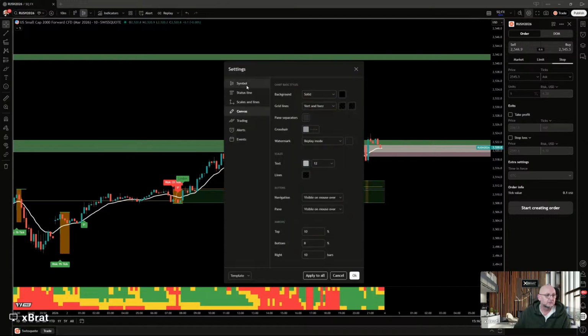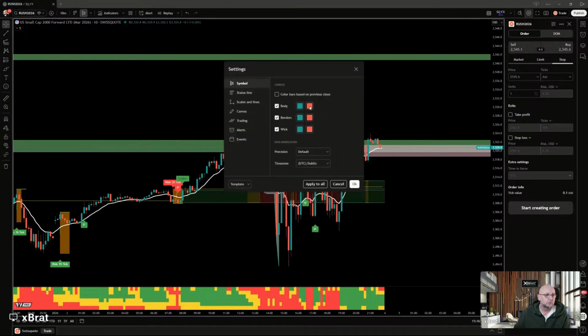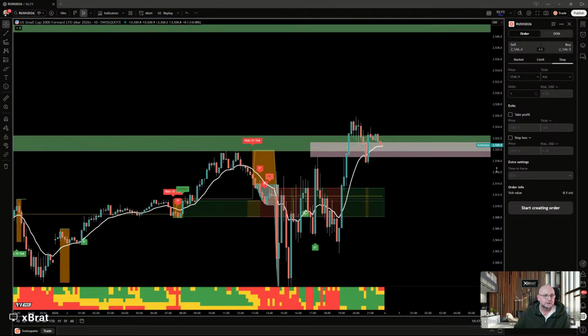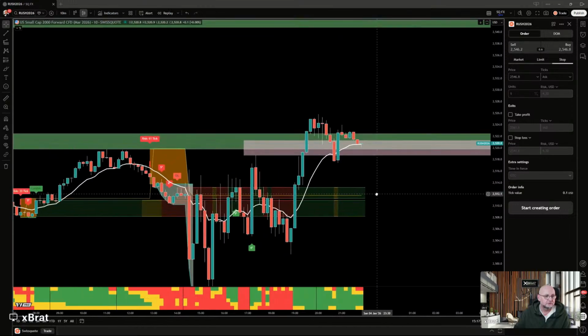Change the candle, I think. The body of the candles borders even to white. The wick white. Just so I can see them a little better on the support and resistance zones, really.